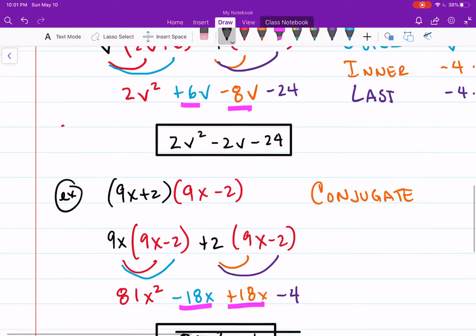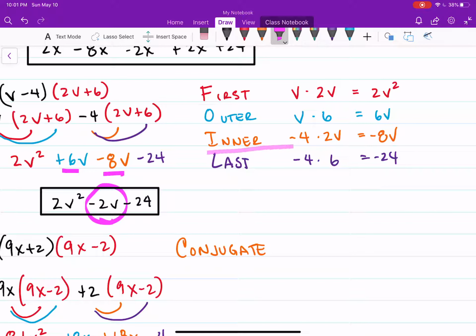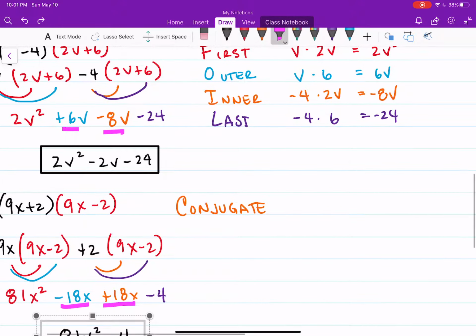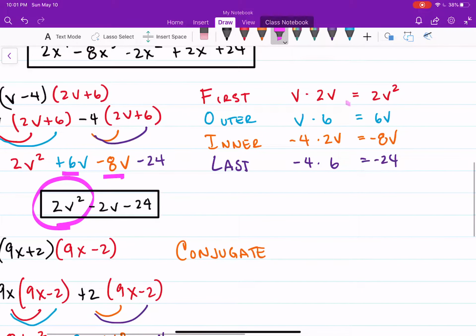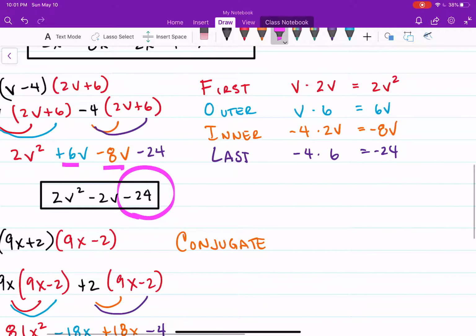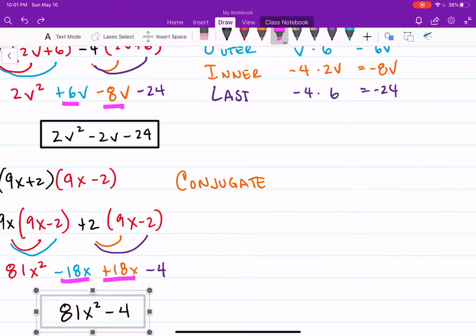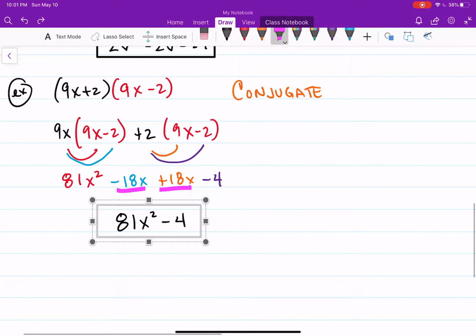Okay? So over here, if you notice, the negative 2v came from my outer and inner, right? And this piece here came from my first, okay? And this negative 24 came from my last, all right? So I want you guys to understand that. So same thing here. That's the reason why I say my outer and inner goes away, okay? Left with my first and my last, but that would be my answer there.